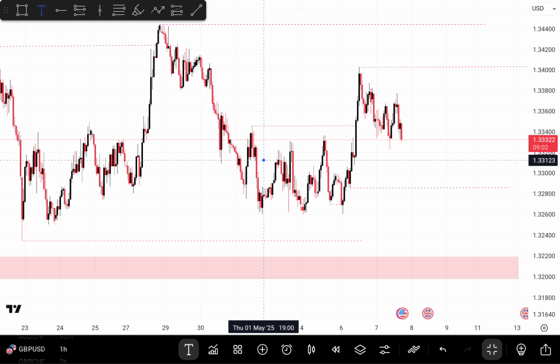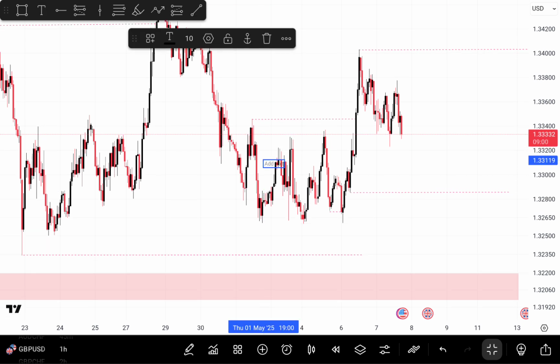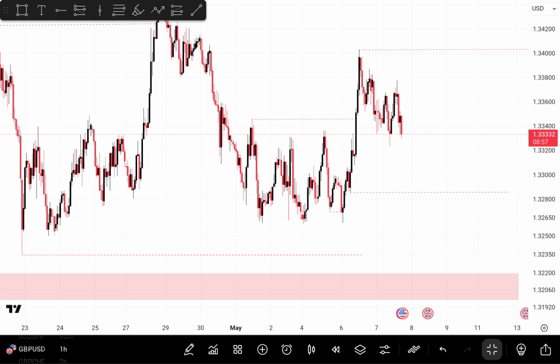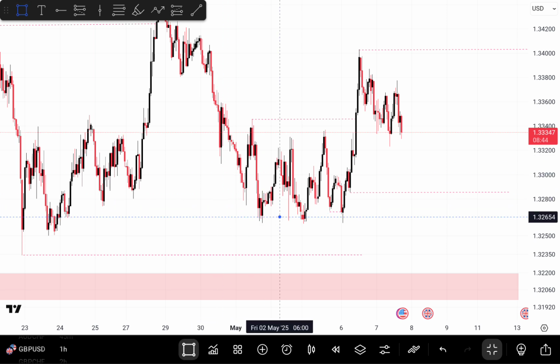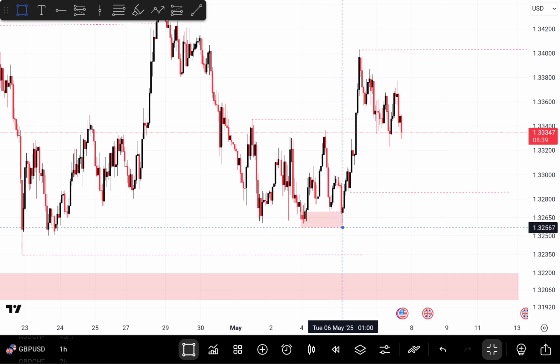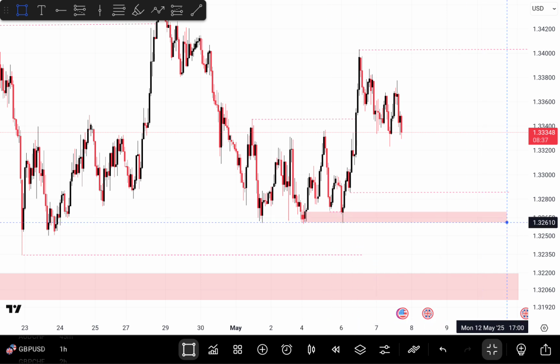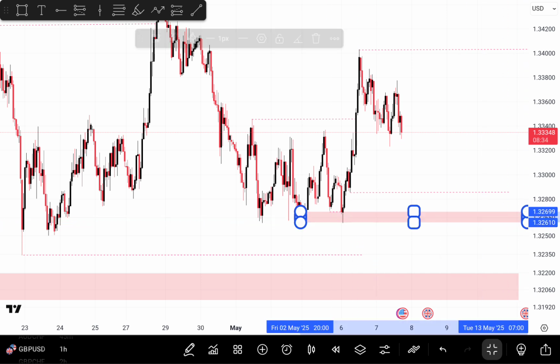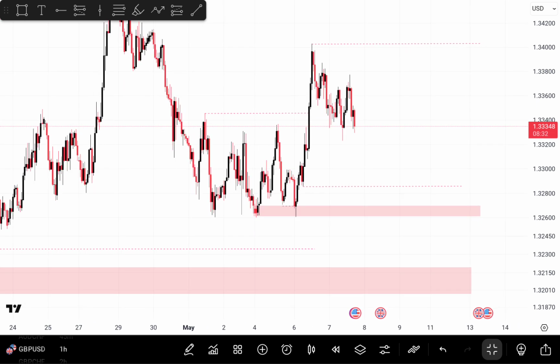Here comes my point of interest now. So where am I expecting to buy from? That is the problem. I can't see any other block, any breaker block around this zone. What I usually use is QMR. QMR stands for Quasimodo reversal. So this will serve as my QMR. This small red candle here, I will draw it to this place because I'm actually expecting a reversal from there.